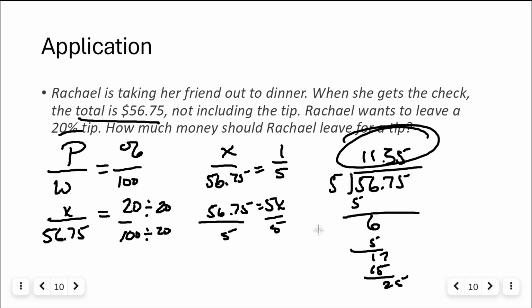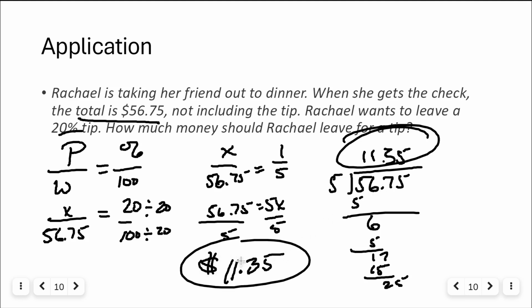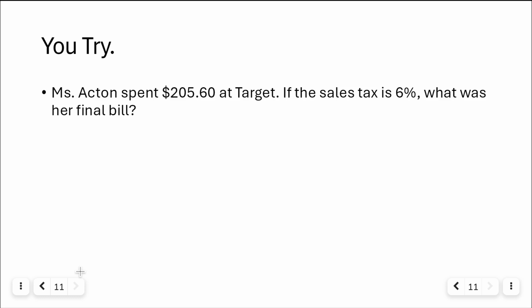So how much should she leave? She should leave $11.35. Okay, that would be my answer. Now that's one way to calculate tip. There's another way to calculate tip, which we'll also talk about in the future. But I just want to stick with using this formula all the way through this video.